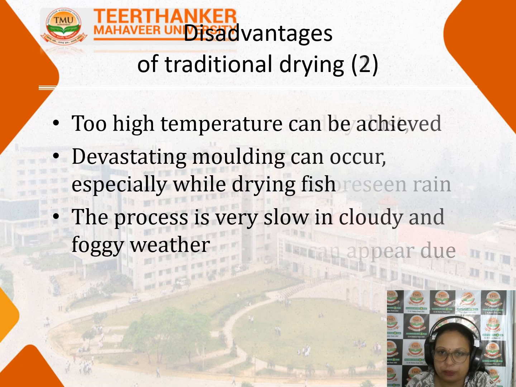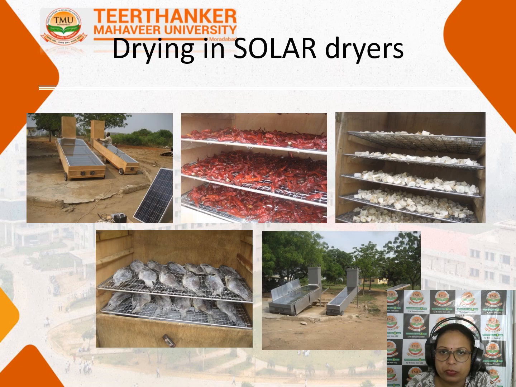UV radiation. So when too much high temperature is achieved due to the traditional drying, it also harms the food material. The devastating molds can occur especially while drying the fish. And the traditional drying process is slow when the weather is cloudy or when the weather is foggy.